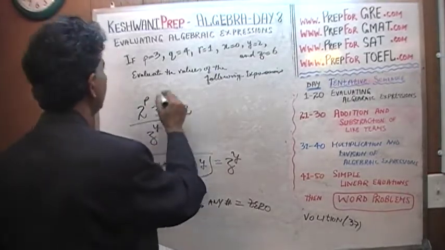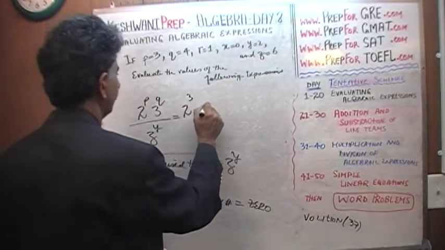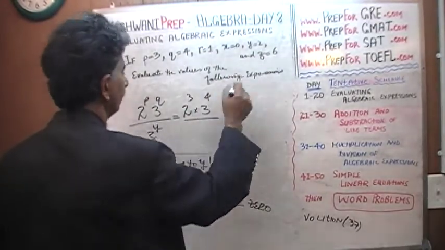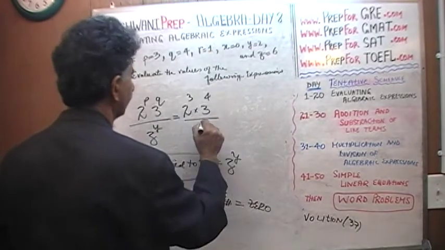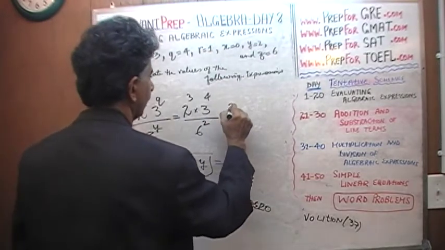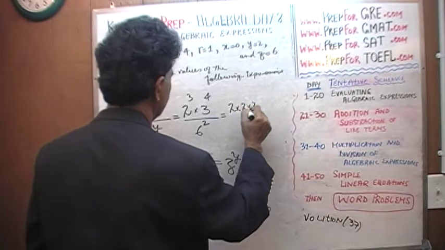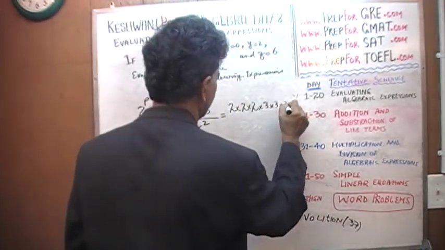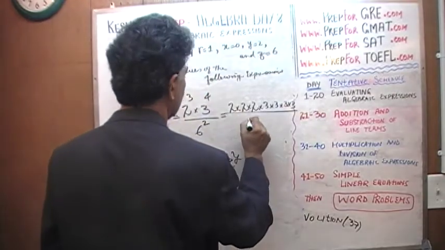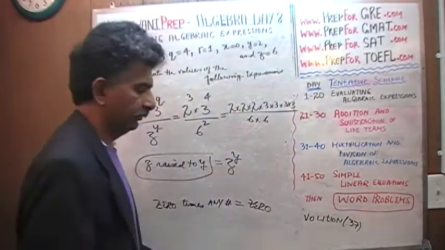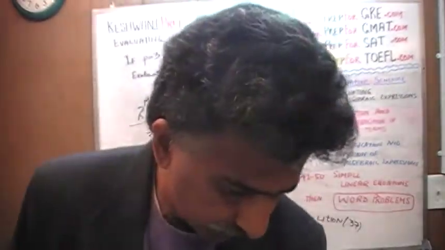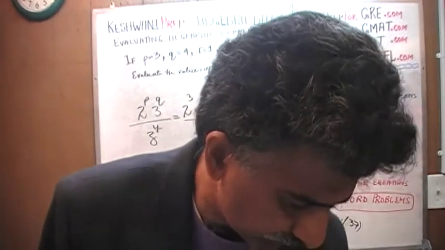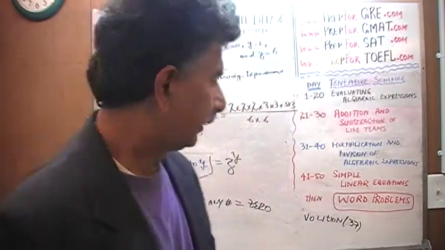2 raised to P, which is 3, times 3 raised to Q, which is 4, over Z, which is 6, raised to Y, which is 2. So we have 2 times 2 times 2, that's 2 cubed, times 3 times 3 times 3 times 3 over 6 times 6. Oh, this is actually very straightforward. We can take care of all of this in just two colors. I think the red and the blue should do it.